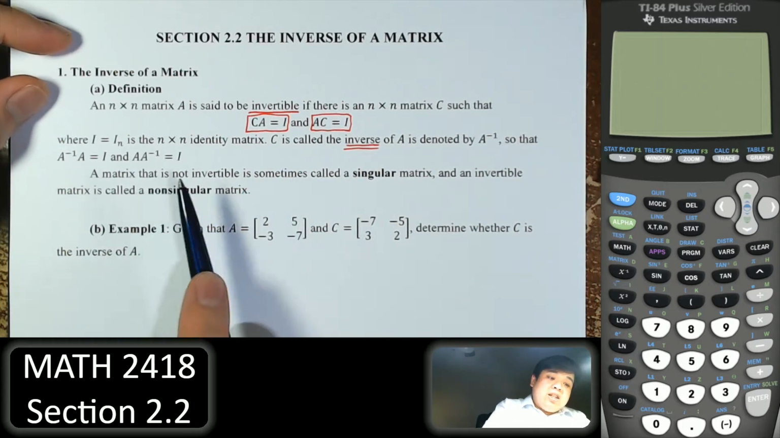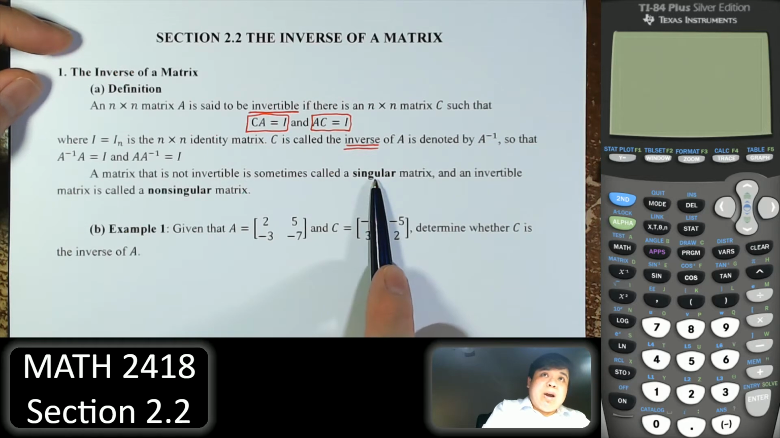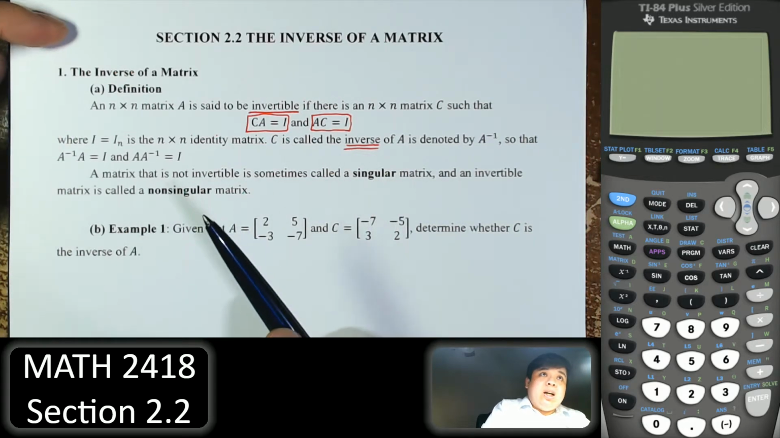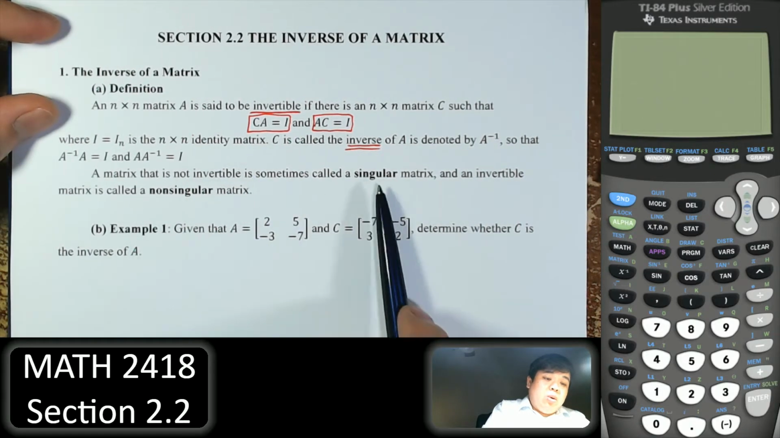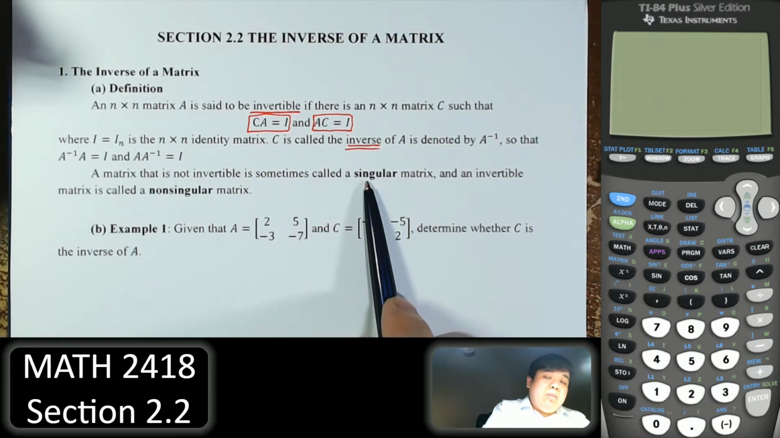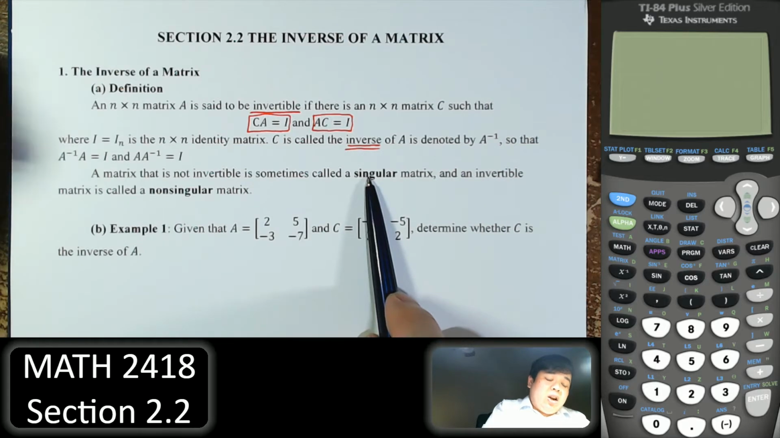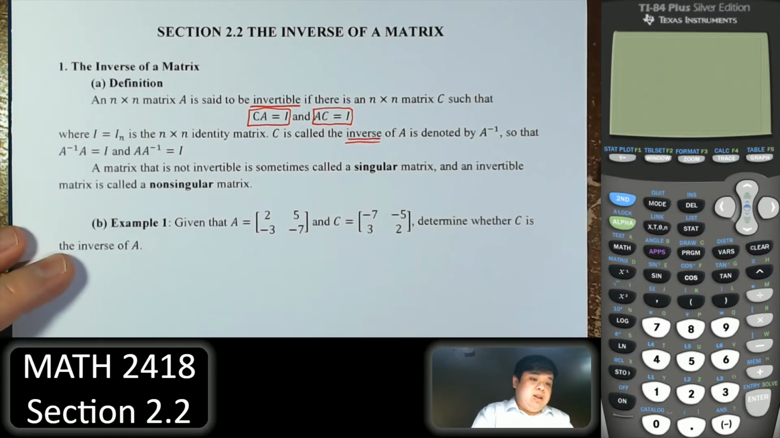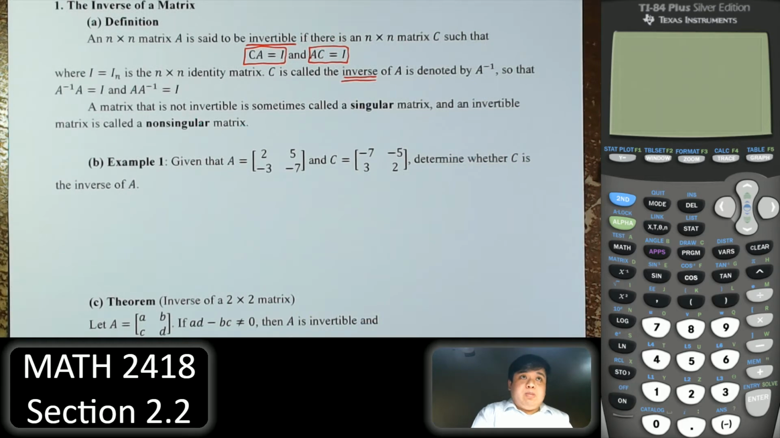A matrix that is not invertible is called a singular matrix, and an invertible matrix is sometimes called a non-singular matrix. So a singular matrix does not have an inverse. An invertible matrix is a matrix that has an inverse. And an inverse matrix, if it exists, is unique.